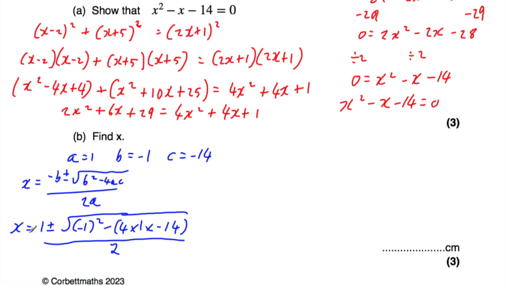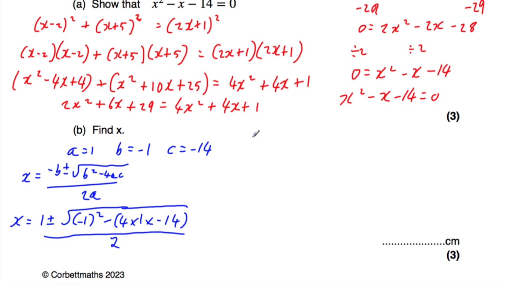So now we've got that x is equal to 1 plus or minus the square root of (minus 1) squared minus 4 times 1 times minus 14, all divided by 2. So now if we simplify what's under the square root, x is equal to 1 plus or minus the square root of... negative 1 squared, well negative 1 times negative 1 is 1, and then we take away what's inside the brackets: 4 times 1, which is 4, times minus 14, which would be minus 56, close brackets, and that's all divided by 2.